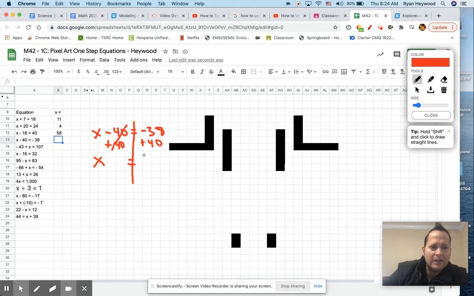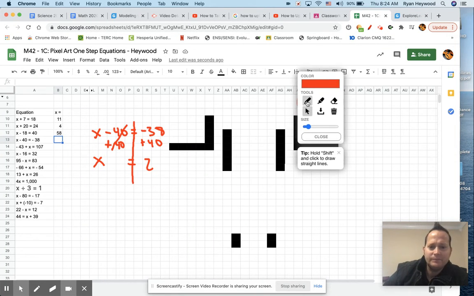Negative 38 plus 40. You're going to want to look at your notes for adding and subtracting integers. And if you do, you'll know that when you are adding and you have different signs, you're going to subtract and keep the sign of the number with the higher absolute value. So 40 minus 38 is 2. The 40 is positive, so our answer is 2. x equals 2.